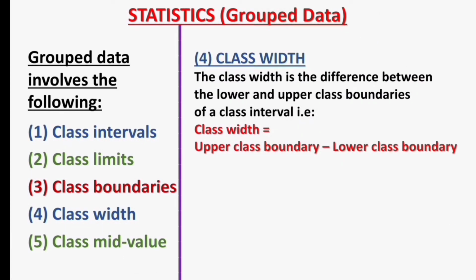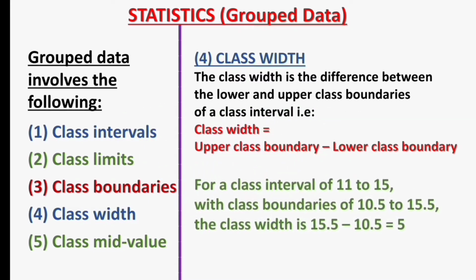Number 4, class width. The class width is the difference between the lower and upper class boundaries of a class interval. That means the class width is the upper class boundary minus the lower class boundary. For a class interval of 11 to 15, with class boundaries of 10.5 to 15.5, the class width is 15.5 minus 10.5, which is equal to 5. That means that in the class interval of 11 to 15, we have 5 numbers in that class representing the class width. The 5 numbers are 11, 12, 13, 14, and 15.